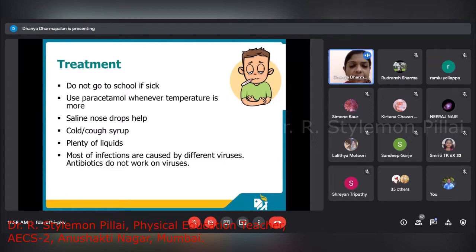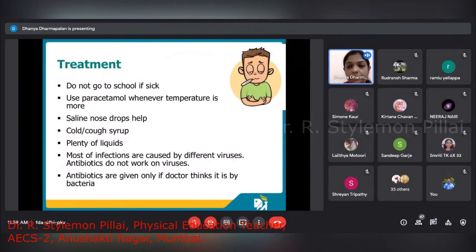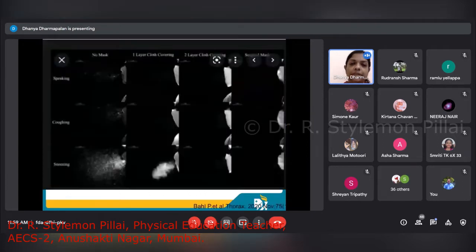Most of these infections are fortunately caused by viruses, and antibiotics do not work on viruses. Antibiotics work on bacteria, and they are given only if the doctor thinks it could be a bacterial infection. I want to introduce this concept at a younger age. There is a reason for it, which I will talk about later. So this is, in general, what you do when you are down with a viral infection.